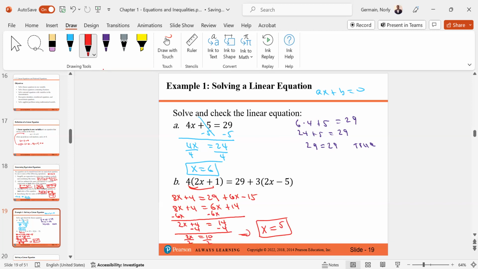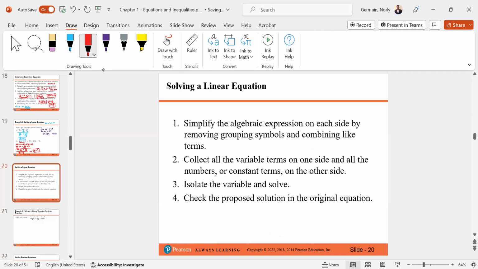So what we should be doing when solving a linear equation, if you go step by step, are the step-by-step procedures for solving a linear equation in one variable. Well, sometimes you don't need to respect all those steps, but generally you simplify the algebraic expressions on each side by removing grouping symbols and combining like terms. Like if there is a parenthesis with a number outside of the parentheses, you must distribute first, then you combine like terms. Second of all, you collect all the variable terms on one side and all the constant terms on the other side.